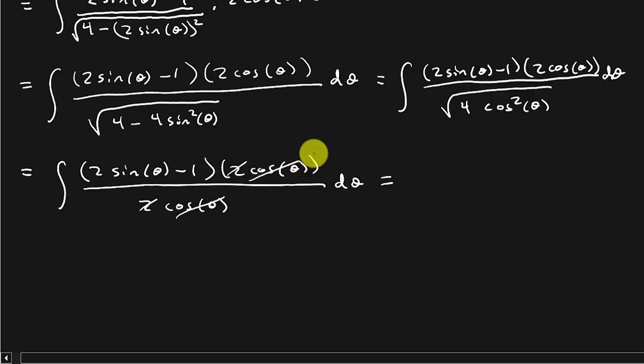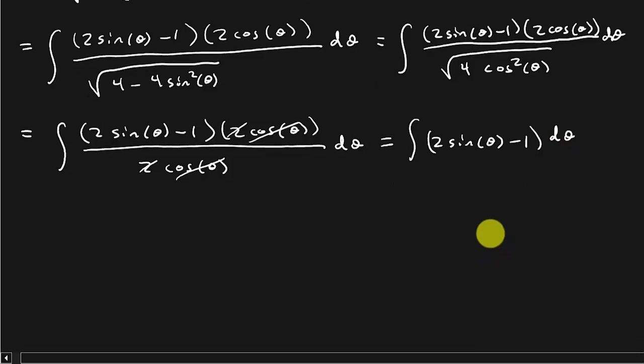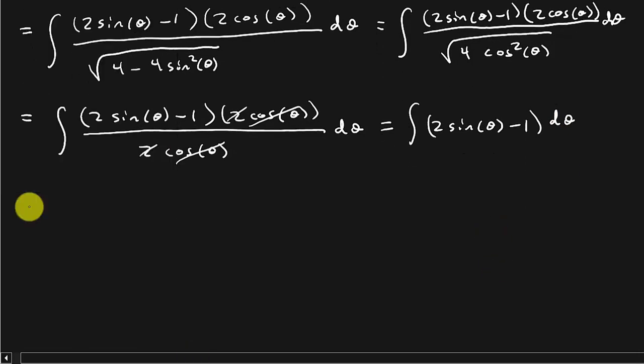And so what does this give me? Well, look at that. The 2's cancel, the cosines cancel, and I'm left with 2 sine theta minus 1 times d theta. And this is going to give me, well, what's the antiderivative of sine? Negative cosine. So that's negative 2 cosine theta minus theta plus c.